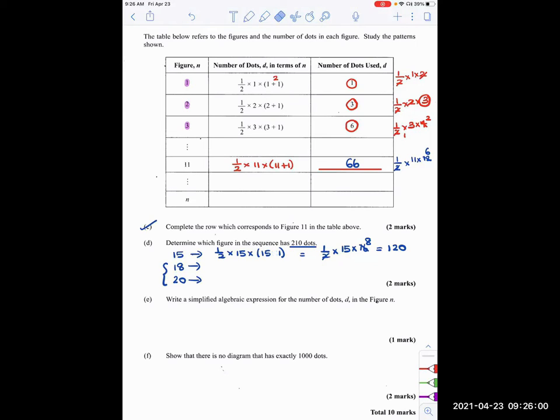Thanks, Kendall. All right, so 18, did you all work it out? Yeah, miss. So we're supposed to have a half multiplied by 18 multiplied by 18 plus 1. A half multiplied by 18 multiplied by 19. What answer did you all get?